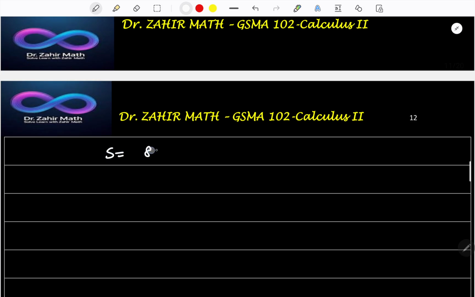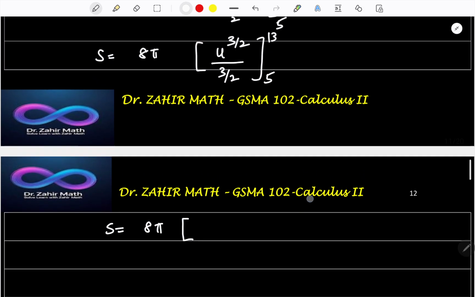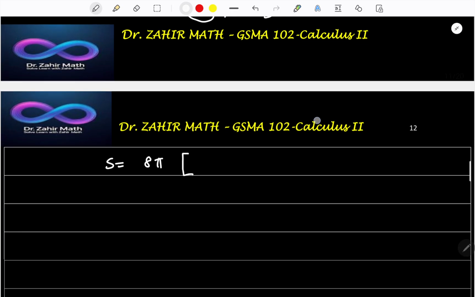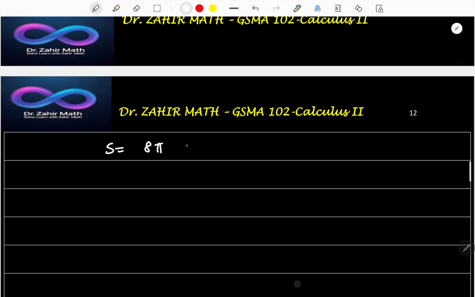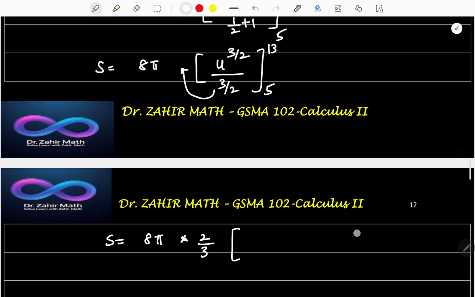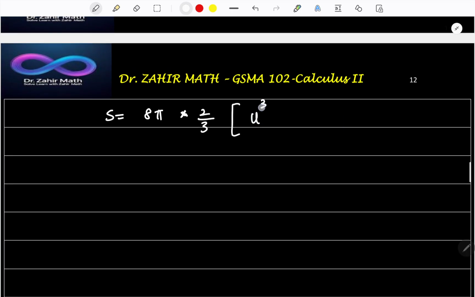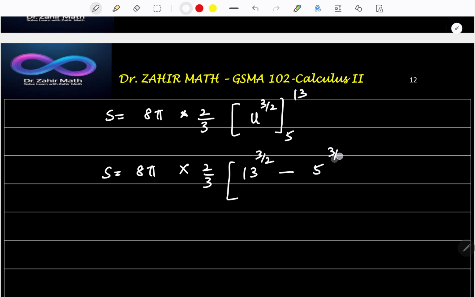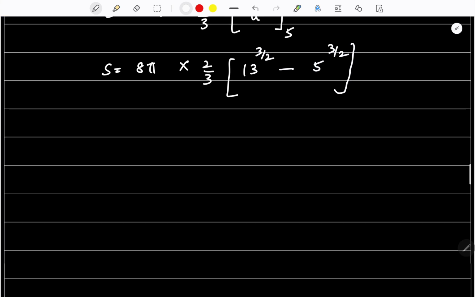So S is equal to 8 pi bracket open, and I'm going to flip this 3 by 2 as 2 by 3. So this is multiply by 2 over 3, right? And then you open the bracket, u to the power of 3 by 2, which is 5 to 13. So S is equal to 8 pi multiply by 2 by 3, and this is 13 to the power of 3 by 2 minus 5 to the power of 3 by 2. All these things you are going to put in the calculator.